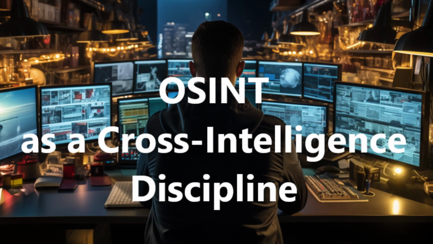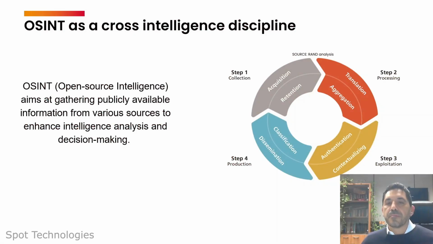So OSINT, by its nature, is a cross-intelligence discipline because, firstly, it's a crucial intelligence discipline that gathers publicly available information from various sources to enhance intelligence analysis and decision-making. During the Cold War, for example, OSINT played a significant role in intelligence gathering on adversaries like the Soviet Union and China. OSINT has become even more critical in recent times, with examples like the CIA using it during the raid on Osama bin Laden's compound and law enforcement agencies using it in the investigation of the Boston Marathon bombing.